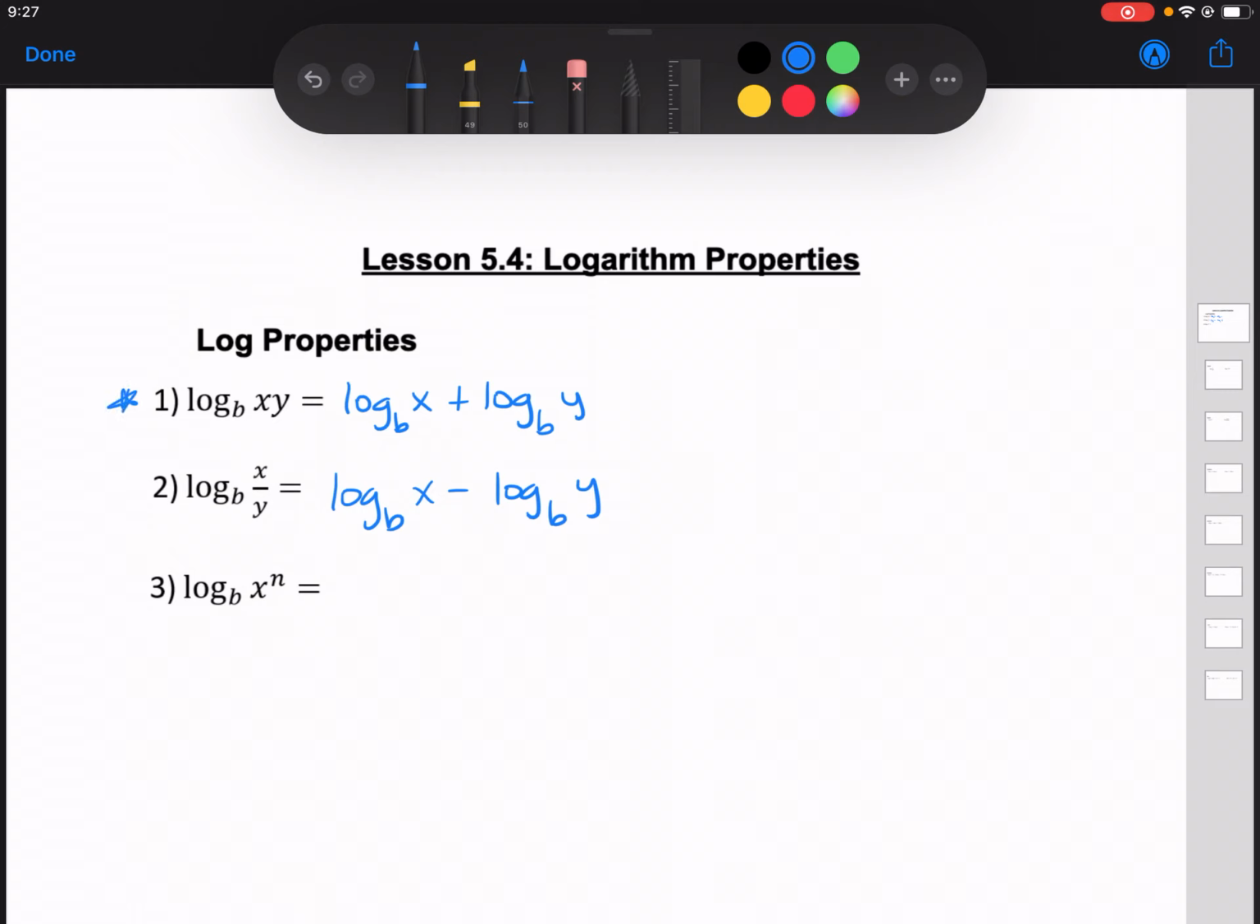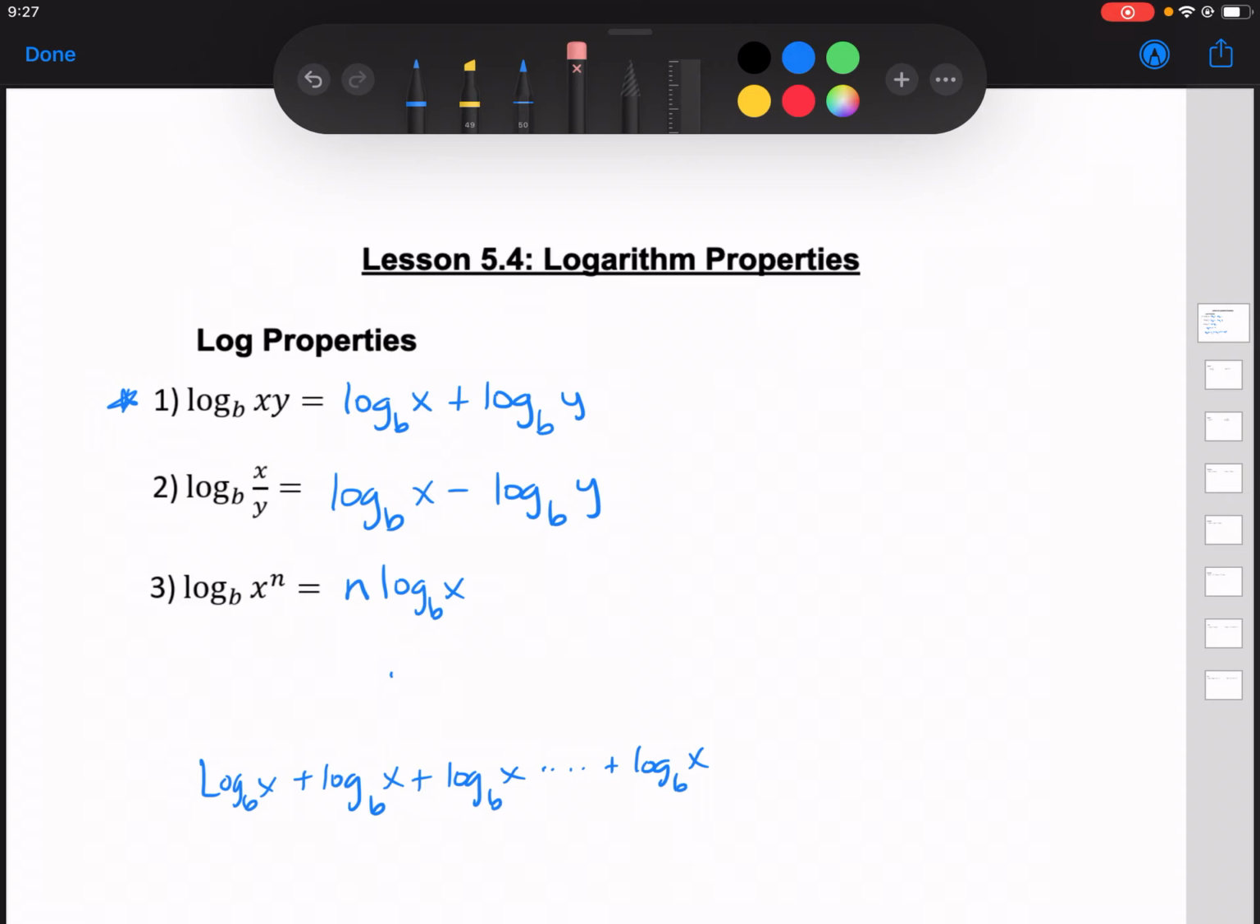Now number 3 uses essentially the same idea as number 1, because if you think about it, x to the nth is the same thing as multiplying x together n times, which according to rule number 1 means I could write log base b of x and add that together n times as well, which is the same thing as just doing n times log base b of x, because there's n of them.